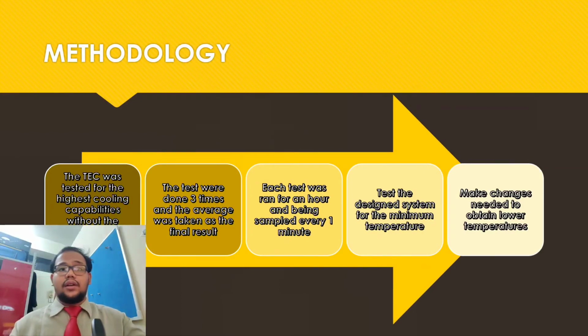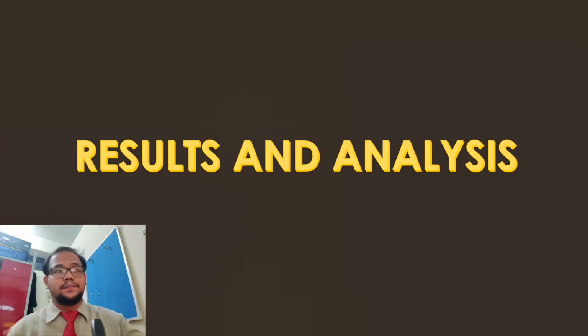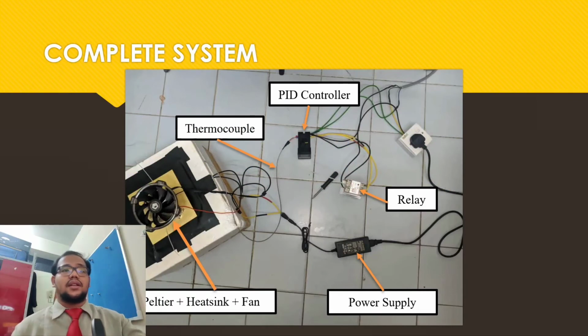Next, we are going to test the design system, which is the one with the fan and also the heatsink, for the minimum temperature, and then we are going to make changes if the temperature does not meet our requirement. Okay, now we move on to the results and the analysis. So this is our complete system. As we can see here, we have the thermocouple, the PID controller, the relay, the power supply, and also the heatsink, fan, and the Peltier cooler. The one that we see in the slide is the hot side, which is on the outside, and there is another one on the inside, which is the cold side.